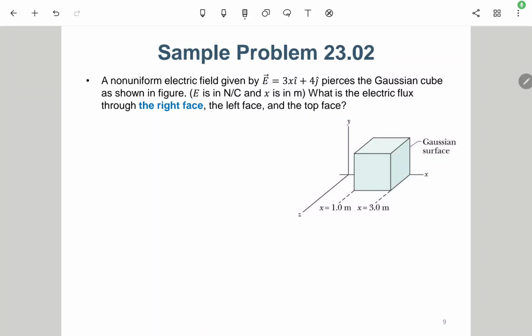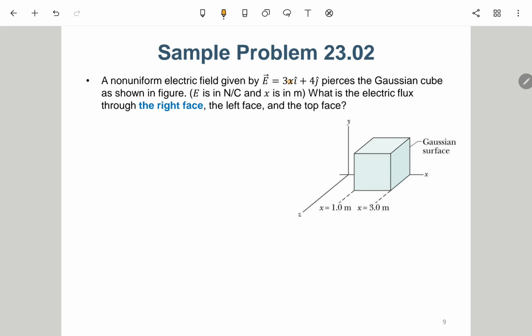Here we have another sample problem to get you familiar with how to calculate the surface integral. It says a non-uniform electric field is given by this expression. E is 3x i vector plus 4j hat.